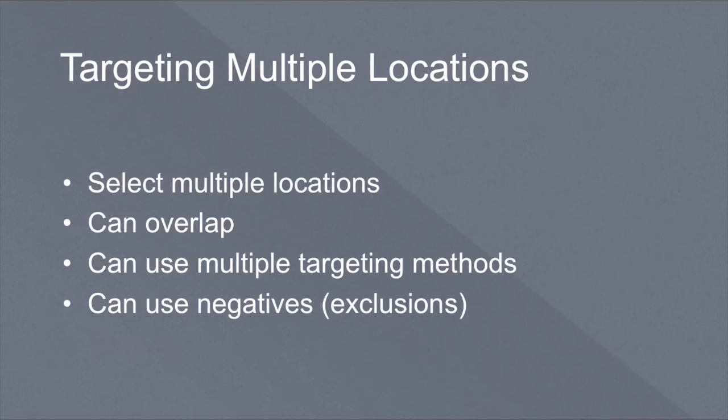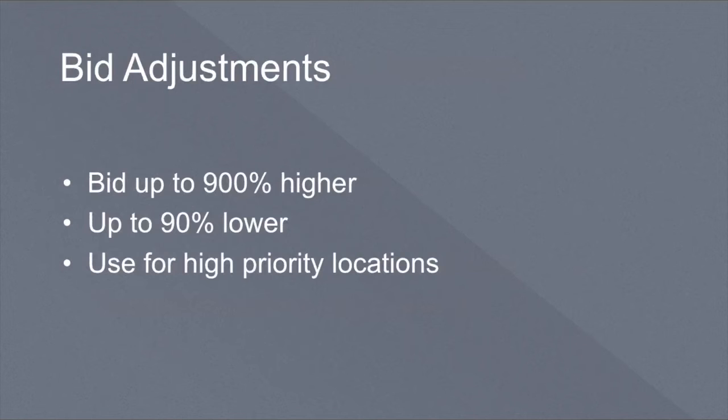You can also target multiple locations. So don't think that within a campaign you have to have one campaign for one town, one for another, and so on. You might want to for other reasons, but for location targeting, you can have multiple locations. They can overlap. We can use multiple different targeting methods, and we can use negatives, these exclusions.